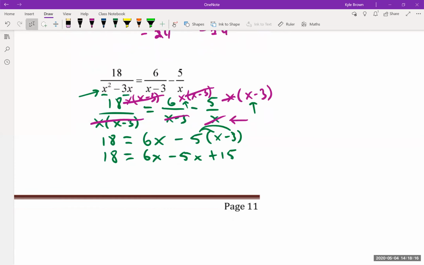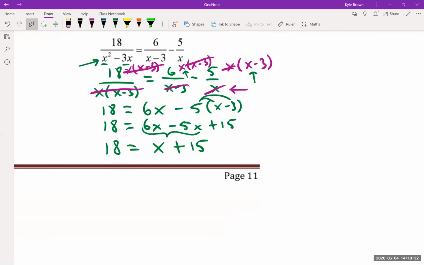And then we're pretty good to go here. This one's set up nice already. Let's collect those like terms. Let's go 6x minus 5x. That's just going to be x, so that'll be nice. So we've got 18 is equal to x plus 15. And then I just need to get rid of the 15, so that's going to be minus 15 minus 15. So x is equal to 3.